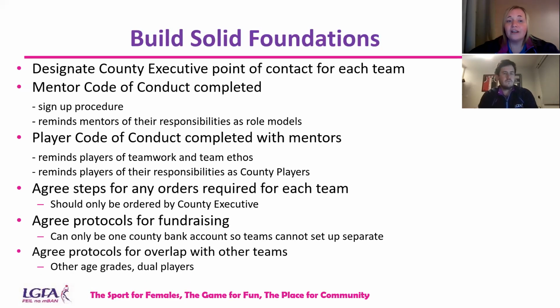And the final one there, agreeing protocols for overlap with other teams. So this can be maybe a minor player who's on the adult team, an under 16 who's on the minor team, an under 14 who's on the under 16s also. Agreeing this at the start of the year, because at least then the player doesn't get caught in the middle. If there are games on the same week, or what's expected of them training-wise, that they're not training every night. And the same with dual players.